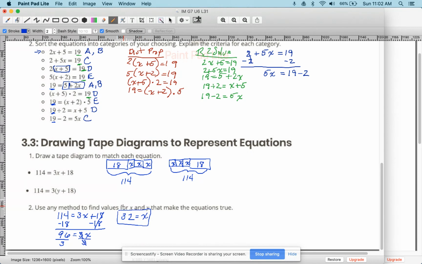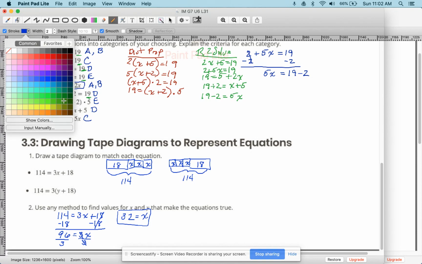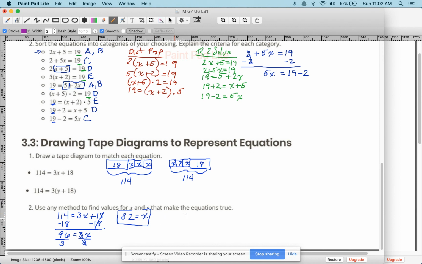So there's my first one. I'm going to get a different color for the second one. I'll use this pink just for fun.